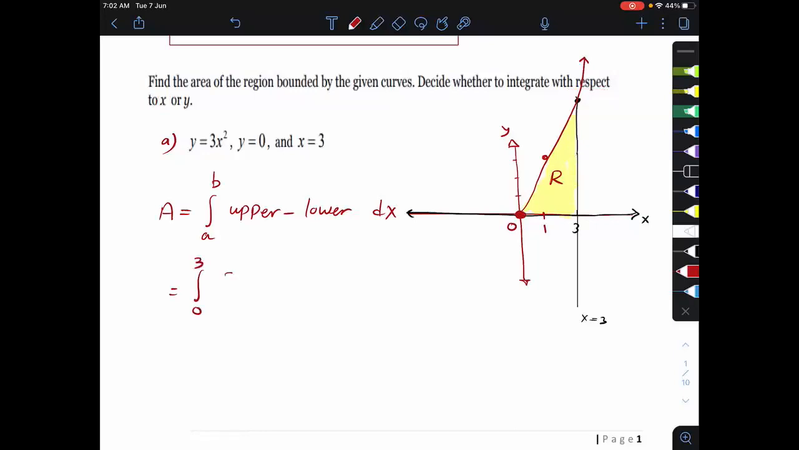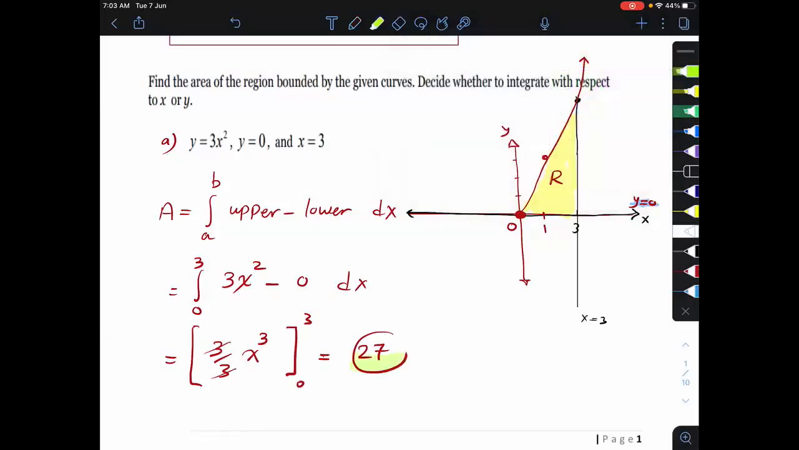The upper function is the quadratic one minus the lower function, which is 0. y equals 0. Okay, y equals 0. And then dx. So I'd like to integrate 3x squared as 3 over 3 x to the power of 3, and then substitute from 0 to 3. Cancel 3 out, and the answer is 27. So the area here is 27. This is letter A.